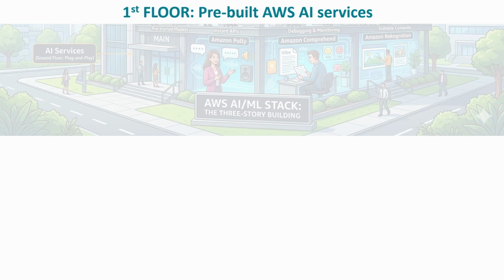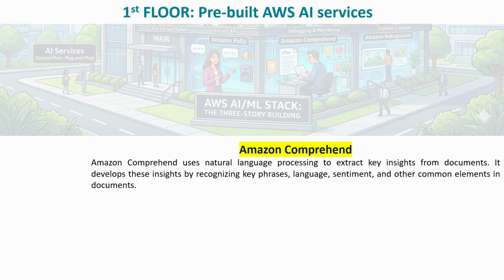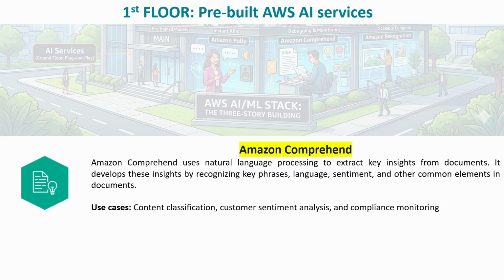If you are working with language, you have got Comprehend. It digs into documents to find insights or check for compliance. Amazon Comprehend uses natural language processing to extract key insights from documents. It develops these insights by recognizing key phrases, language, sentiment, and other common elements in documents. Use cases include content classification, customer sentiment analysis, and compliance monitoring.